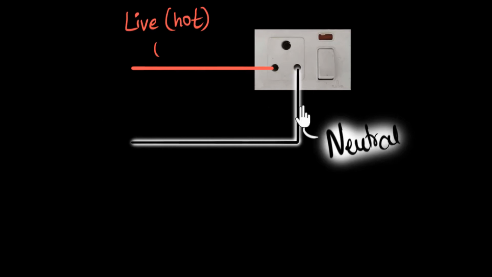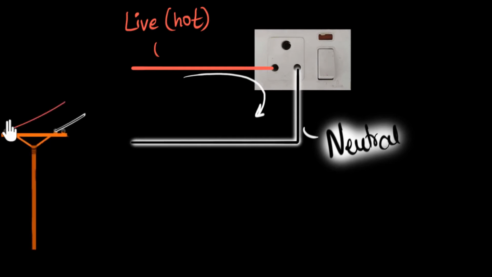What's the difference between the two wires? Well, when I first learned this, I thought that one of the wires brings the electricity to our house and the other wire, the black wire, takes the electricity back. The electricity comes from, say, the electric poles to our house through the live wire, and it goes back through the neutral wire. Simple, right?